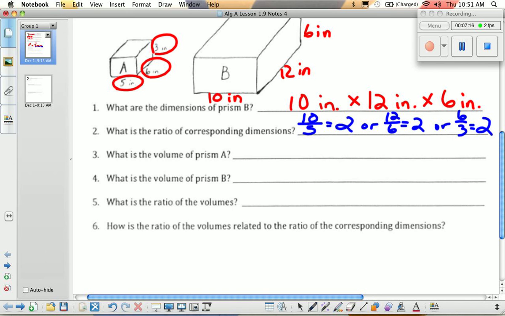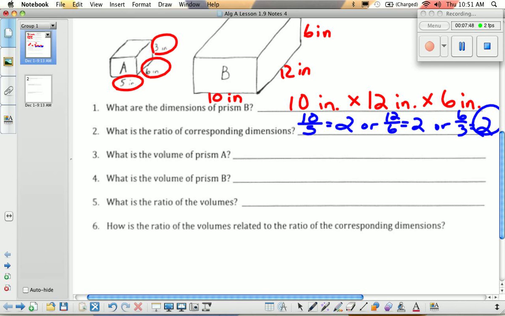So what's the ratio of corresponding dimensions? It's just 2. We got it every time, didn't we? They're similar figures. We should really only have to set it up once, but we just verified that it doesn't matter which set of dimensions you use, the length, the width, or the height. When you set up your ratio of corresponding dimensions, they should all turn out to be 2. What is that 2 in this problem? It's the scale factor, isn't it? We doubled the dimensions. That's the scale factor.